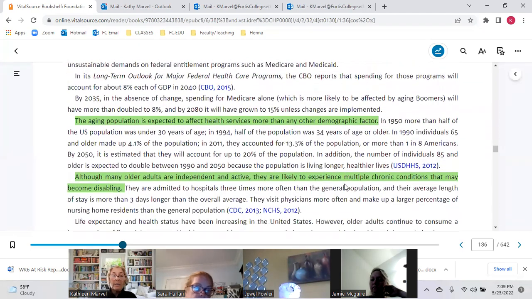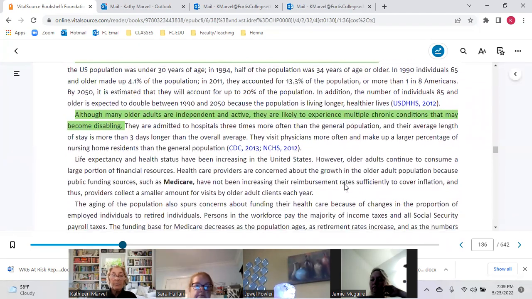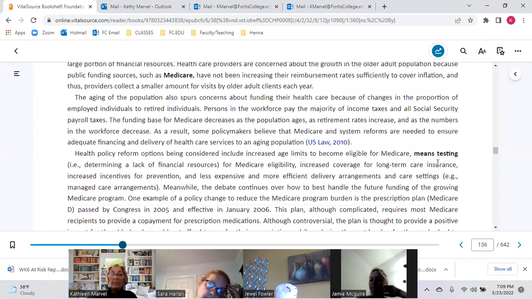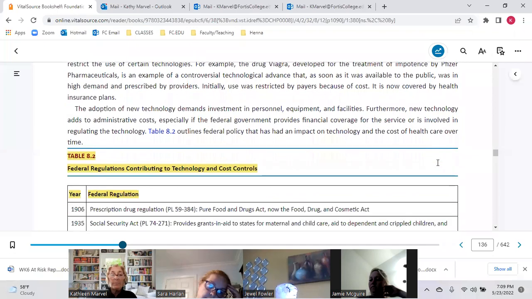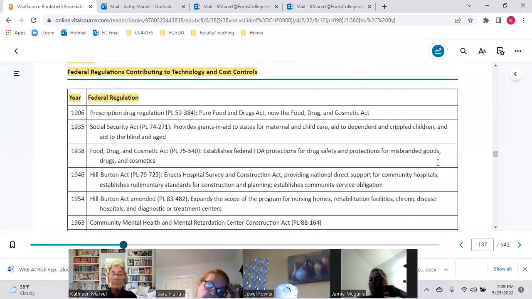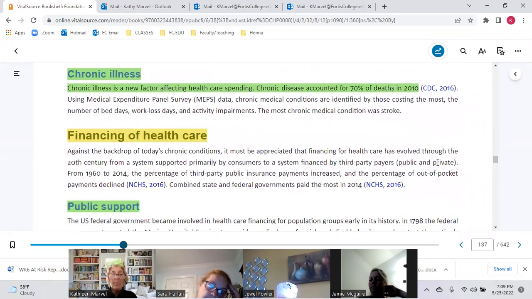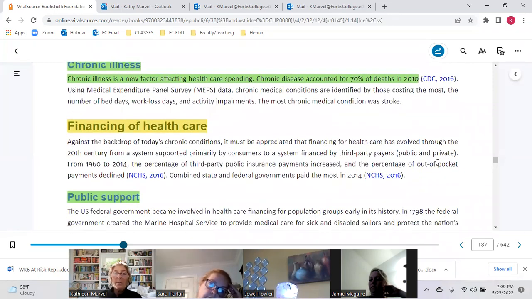So demographics. Although many older adults are independent and active, they're likely to experience multiple chronic conditions. Okay. And then they talk about chronic illnesses. Chronic illnesses is a new factor affecting healthcare spending. Chronic disease accounts for 70% of the deaths in 2010.